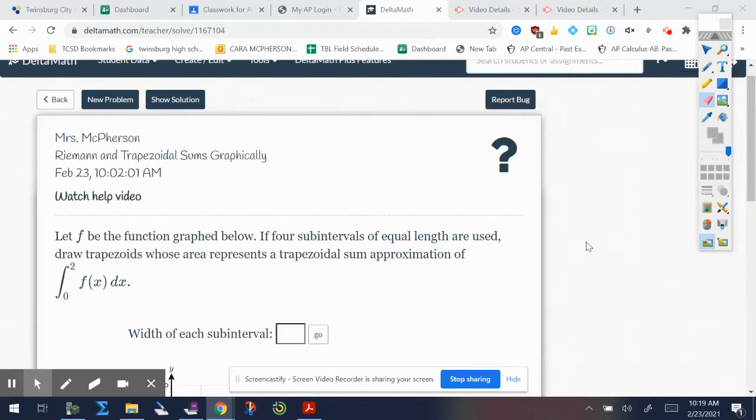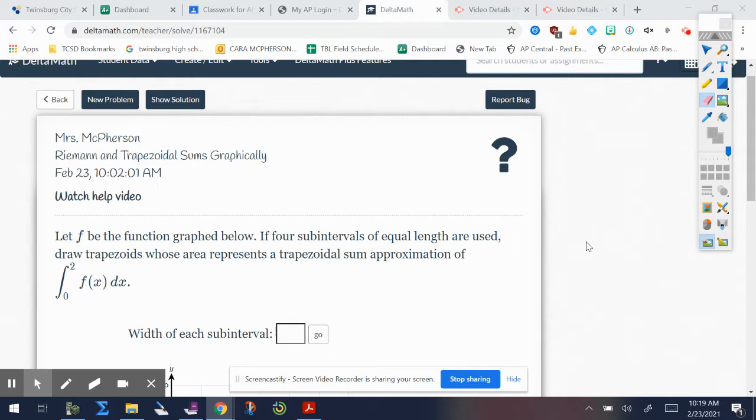We have one more type of summation that we're going to talk about. The focus of the previous lesson was to look at what's called a Riemann sum, and there were three different types of Riemann sums: right, left, and midpoint. Well, we actually have one more type of sum. It's not usually called a Riemann sum. It's called a trapezoidal sum.